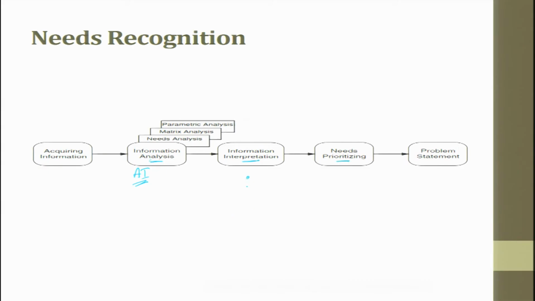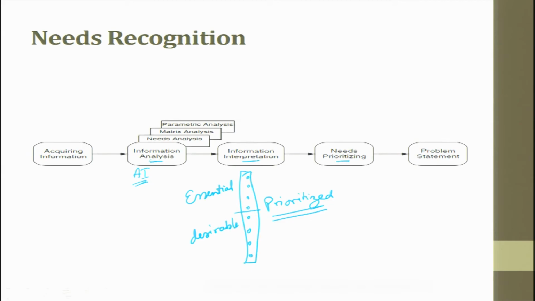Then we find that some 10 needs are coming out. Now, all the 10 needs have to be prioritized, and the moment these 10 needs are prioritized, then finally what we get is a problem statement, because this prioritization tries to tell us the significant parameters, significant and non-significant, or I will try to use the same terminology we learned, essential and desirable.